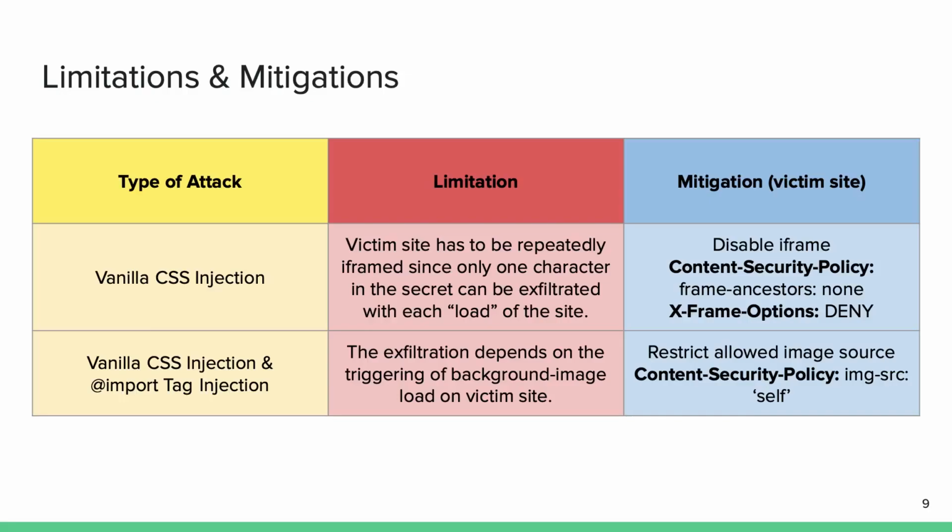Here are some mitigations and limitations for these two types of attacks. For vanilla CSS injection, since it relies on iframing the victim site, it can be mitigated by disabling iframes. And for both vanilla CSS injection and import tag injection, since they both rely on background image load, they can both be mitigated by restricting the allowed image source with CSP.